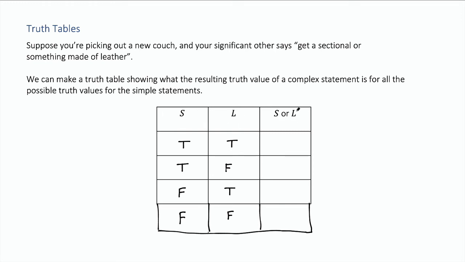Then over here, we're going to fill out this column for the statement S or L, get a sectional or something made of leather. Using our symbolic notation for logic, that would be S, and then this little symbol that looks like a V for or, and then L. Well, for an or statement to be true, just one of them needs to be true. So here, both of them are true, so this is still a true statement.